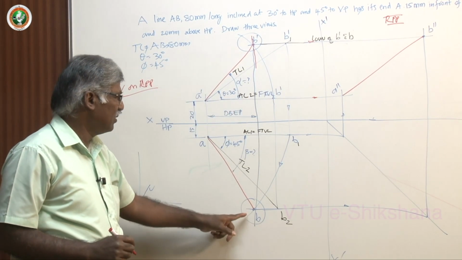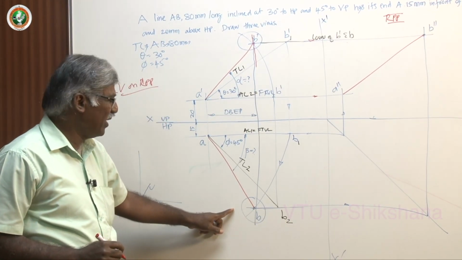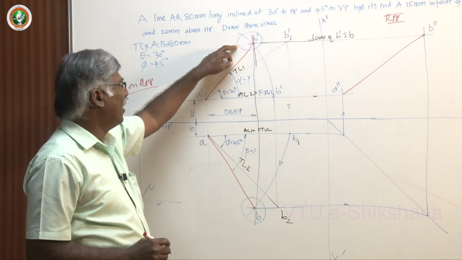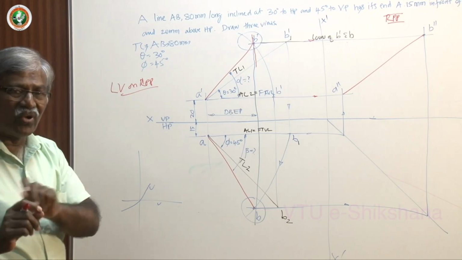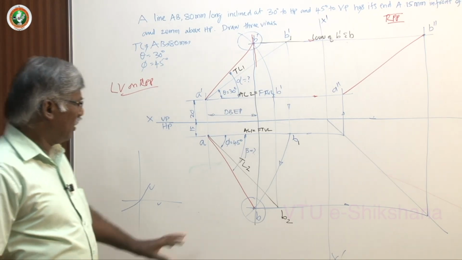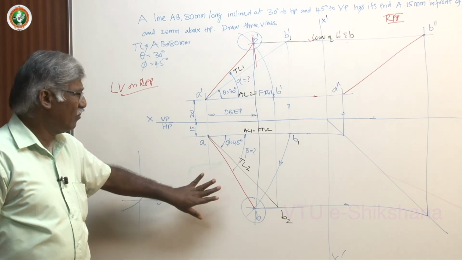Vertical projector and then locus of B in top view area, locus of B in front view area, and these three lines are going to give a clue to proceed further and complete the problem. Okay. So, this is actually referred to as a standard problem or master problem.